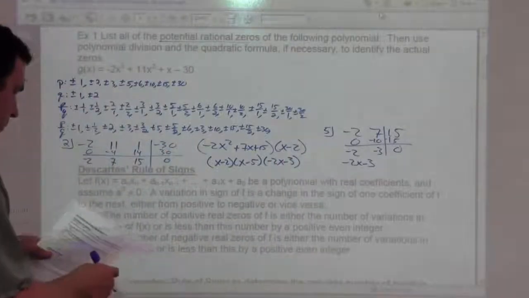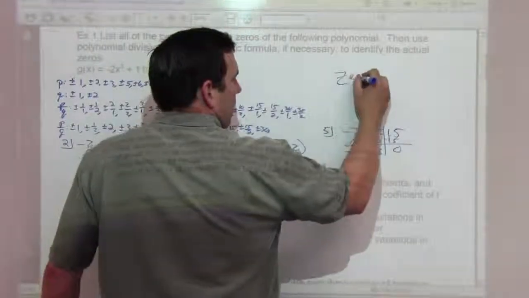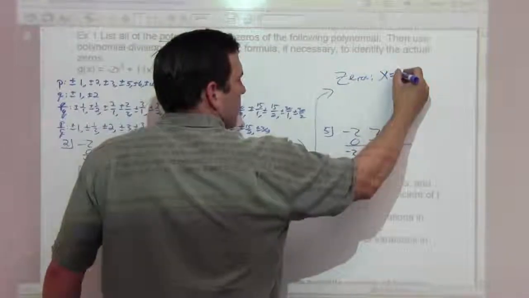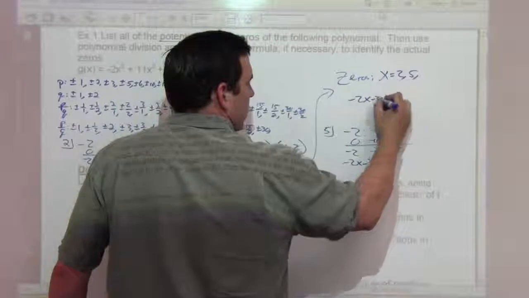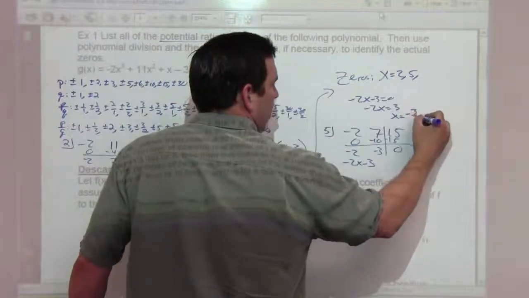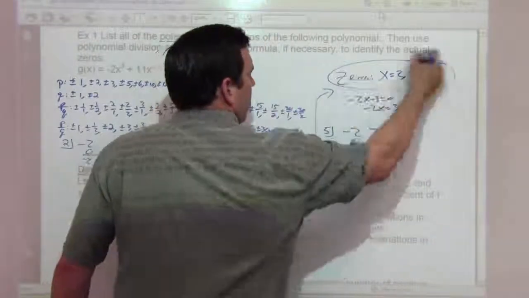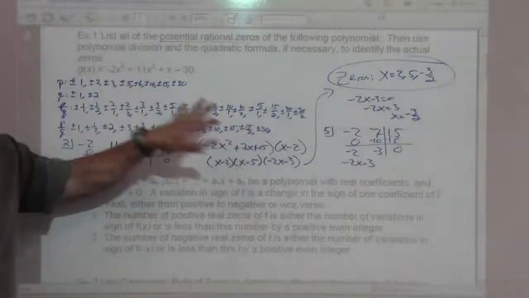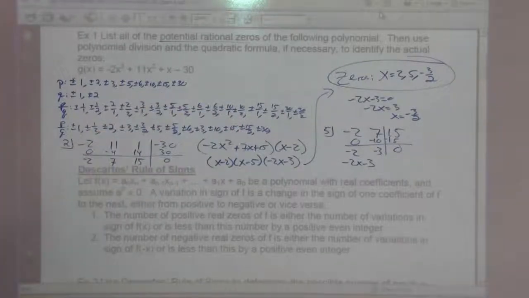So our zeros are going to be x equals 2, 5, and negative 2x minus 3 equals 0, negative 2x equals 3, x equals negative 3 halves. Those are the zeros, and those are among the list of potentials. So there are 23 we wouldn't have found. I mean, it would have been nothing, but those are the real ones.